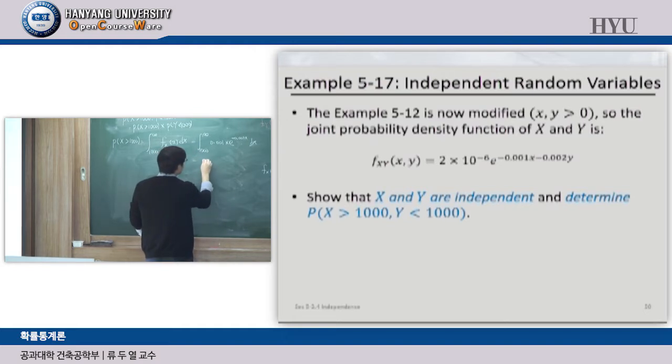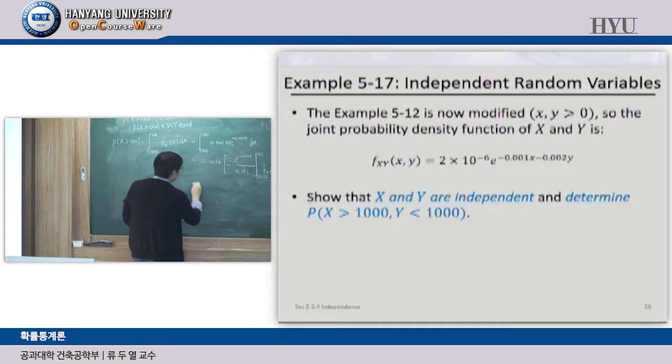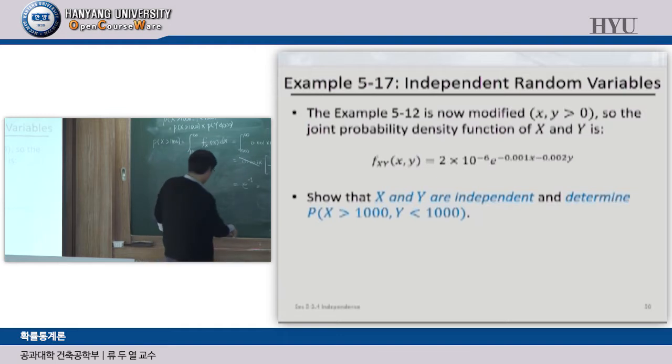So, that is equal to 0.001 times minus exponential minus 0.001x over 0.001 from 1000 to infinite. Okay? This can be eliminated. And what is this? That is exponential minus 1. Okay? So this is just exponential minus 1. Because we need to calculate this one as well.